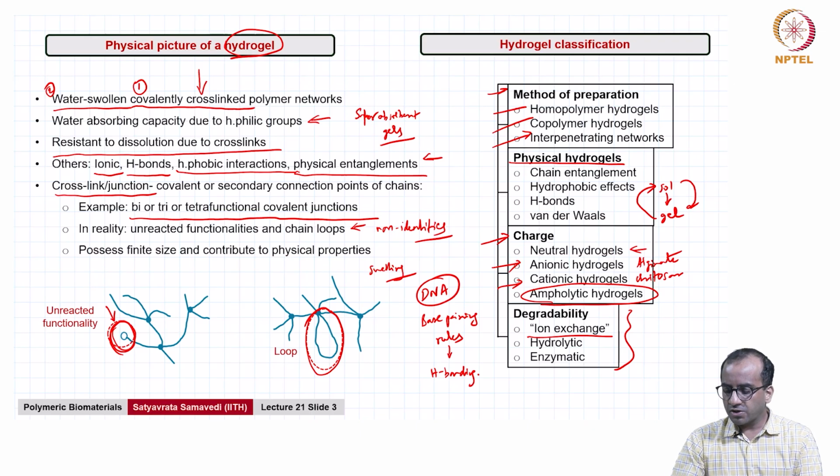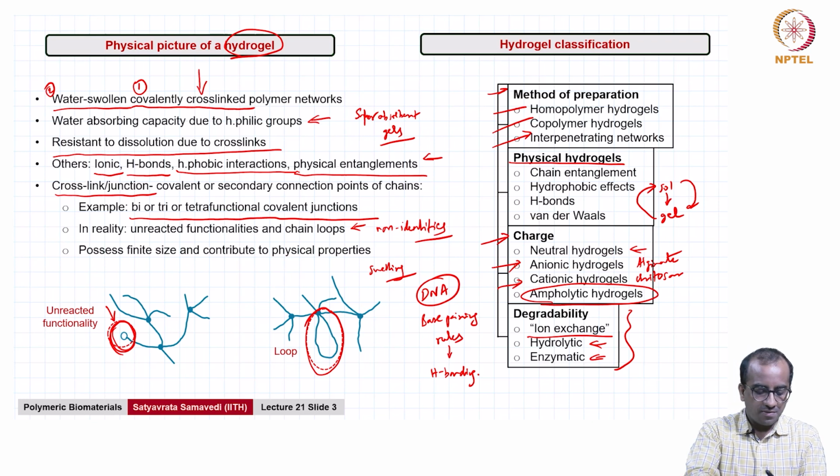You can also have hydrolytic and enzymatic degradation, where the backbone or the cross links can undergo chain scission, some of which become important, as we will see later in this lecture, for the controlled release of biological molecules in the presence of certain triggers. So, we will look at those things towards the end of this lecture.